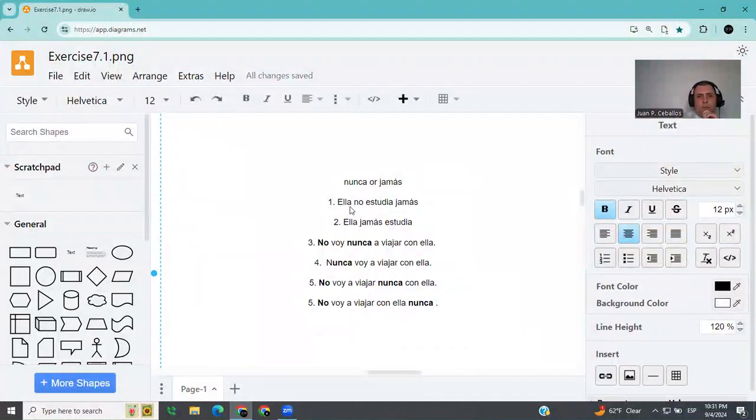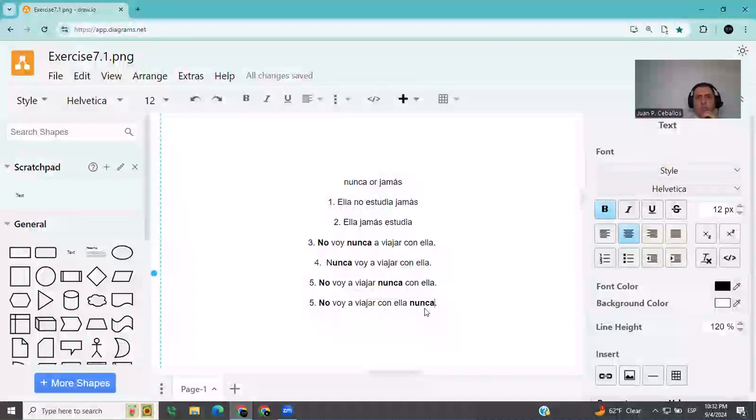And as I said, you can replace nunca with jamás however you want here. You can say no voy jamás a viajar con ella. Jamás voy a viajar con ella. No voy a viajar jamás con ella. No voy a viajar con ella jamás. This is the same meaning.